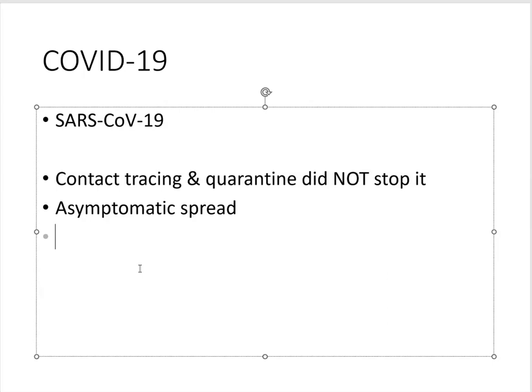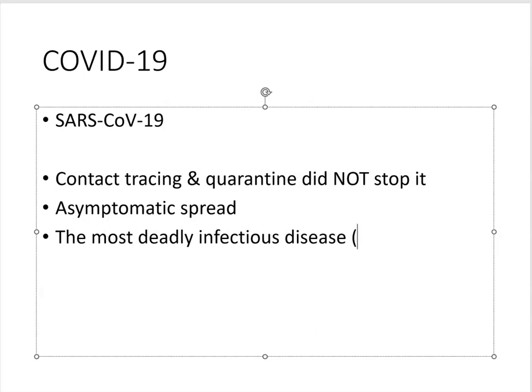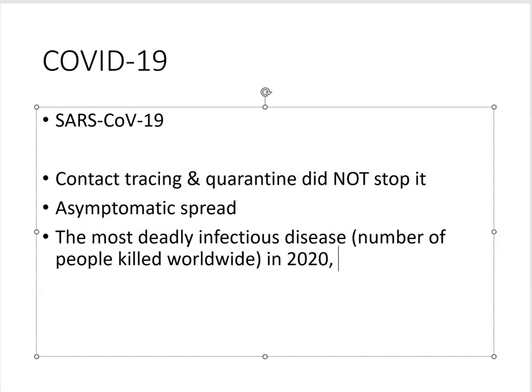One thing to know about COVID-19, it is the most deadly infectious disease. Number of people killed worldwide in 2020, 2021, 2022, and I don't know about 2023. So many people care about COVID-19. Okay, so what did I forget to tell you about? I forgot to tell you two things.